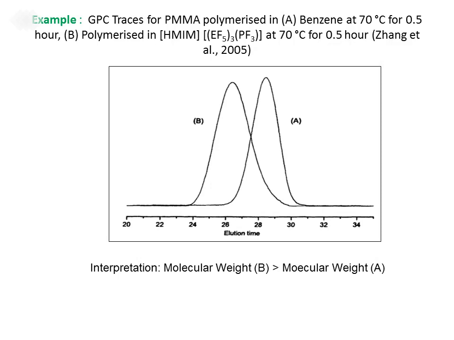From this chromatogram, we can predict that B exhibits higher molecular weight than A because its elution time is faster than A.